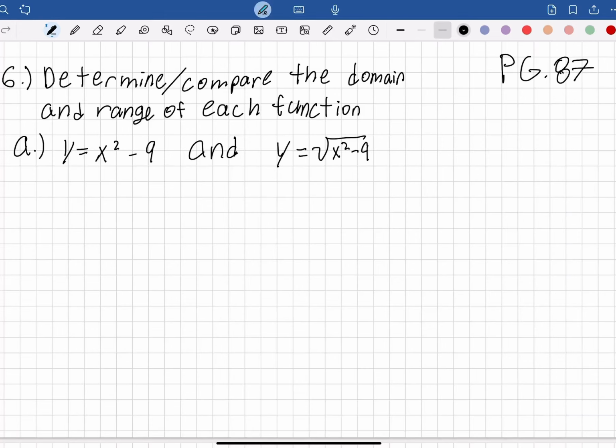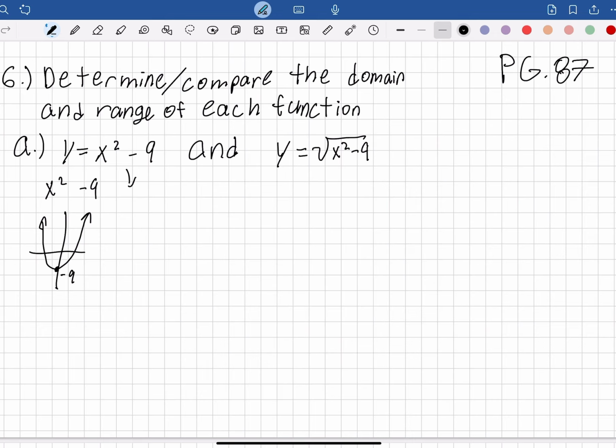Hey guys, now we're going to take a look at how you can find the domain and range of a function that was originally a parabola that is then taken as a square root. So if we think about our original function x squared minus 9 and we think about what that graph looks like, it's roughly going to look like this, where the minimum is at negative 9.